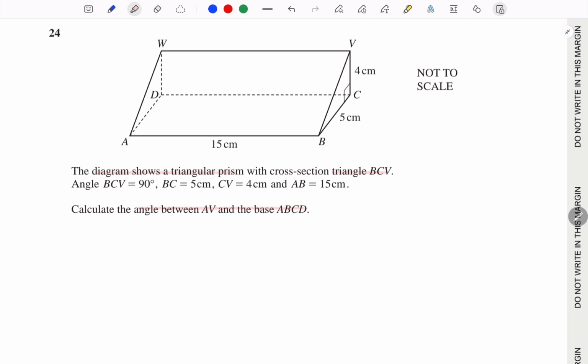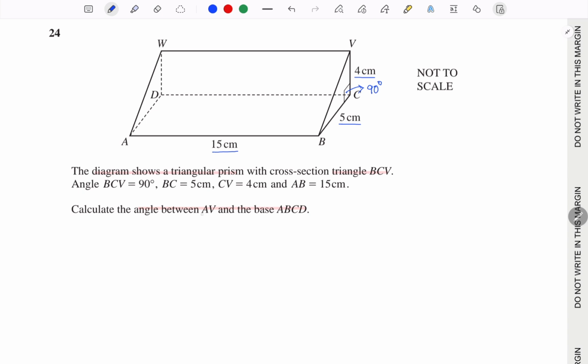Okay, let's see how we can solve this. First of all, we will try to locate all these values that are given in the question. First of all, this angle BCV is 90 degrees. Okay, where is BCV? Here. This one is given as 90 degrees. This BC is 5 centimeters. This one is 5 centimeter BC. CV is 4 centimeters here. CV is 4 centimeters. AB is 15 centimeters.